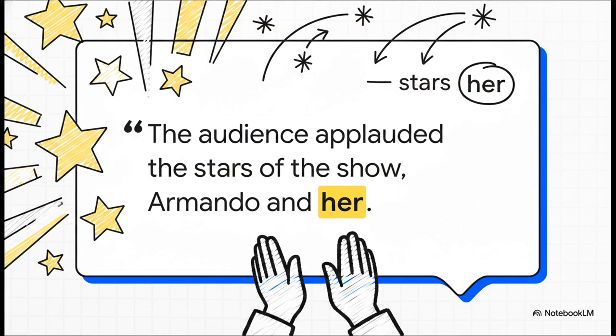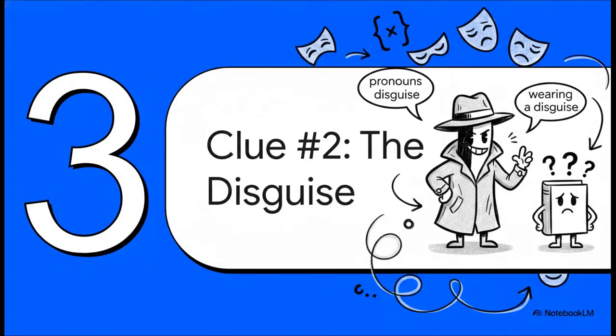Let's try another one. Who did the audience applaud? The stars. See, in this situation, stars is the direct object. It's on the receiving end of the applause. Since the pronoun's accomplice is an object, we need an object pronoun. A quick peek at our toolkit confirms her is the right choice. See? All right, you're getting the hang of this? Let's move on to our second clue.